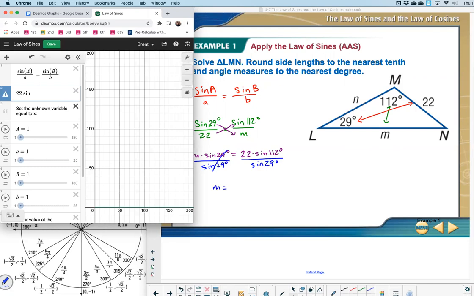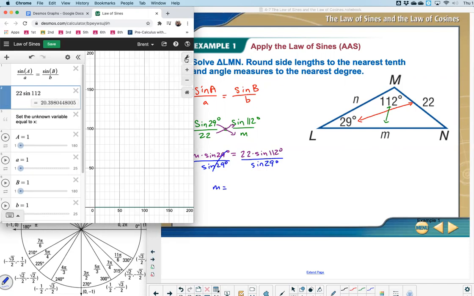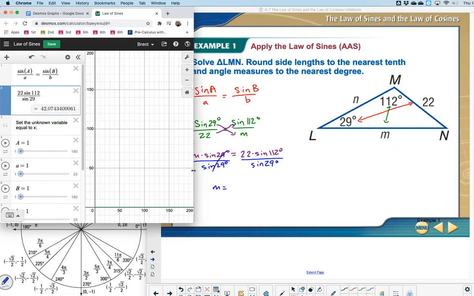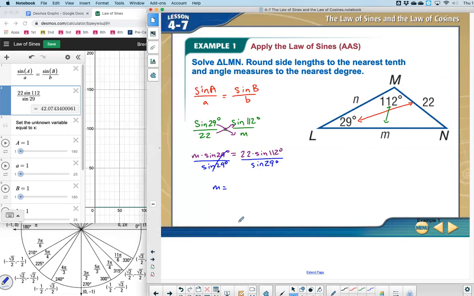22 sine of 112 degrees. Make sure you're in degree mode here. Degree mode, good. Divided by sine 29. I get 42. I'm going to round to the nearest tenth today for everything. I'm going to ignore the instructions, just go to nearest tenth. 42.1. Not degrees, I'm sorry, it's a side length. 42.1.